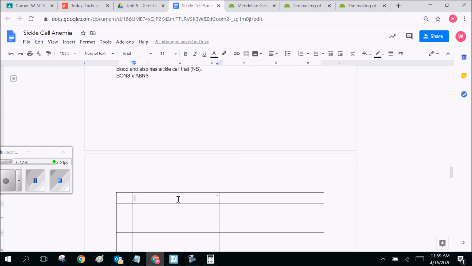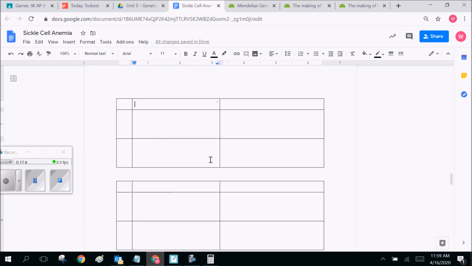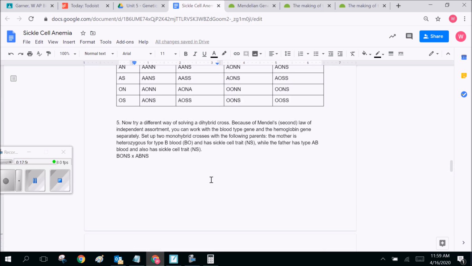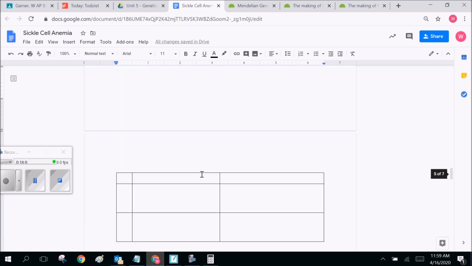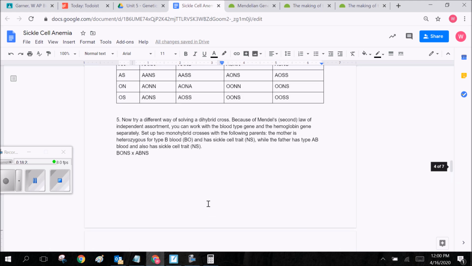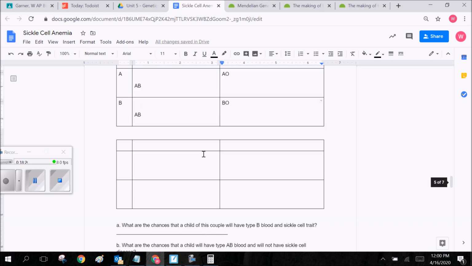So for now, because we can do this with two monohybrid crosses, we don't have to do it with a dihybrid cross. What we can do here is separate out the blood from the sickle cell. So the mom is BO and the dad is AB. We can do that on one monohybrid cross. So we have BO, AB, and we go ahead and do that cross. So we have AB, AO, AB, BO, I believe. Okay, and then we can do the second cross, which is the two trait.